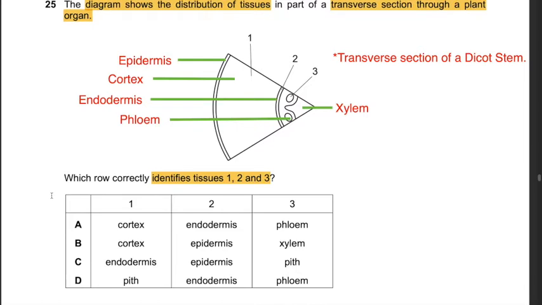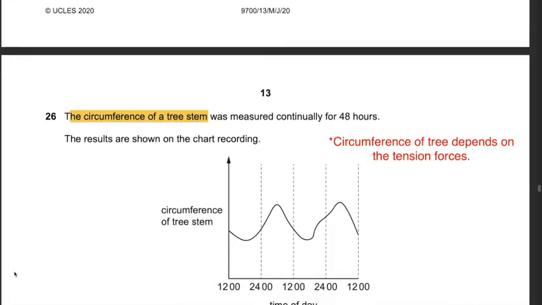Question 25. The diagram shows a distribution of tissues in part of a transverse section through a plant organ. Now, I have labeled the parts of the transverse section, the outer layer being the epidermis, followed by the cortex, followed by the endodermis, and the star-shaped patch represents the xylem, and the small circles represent the phloem. They are asking which row correctly identifies tissues 1, 2 and 3. 1 is cortex, 2 is endodermis, 3 is phloem. Hence, the answer is A.